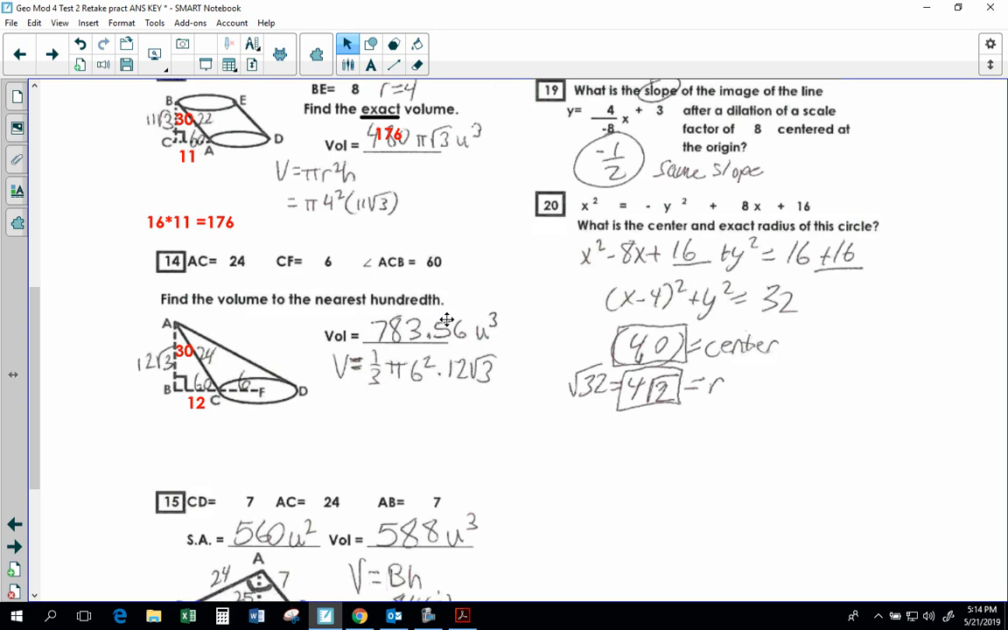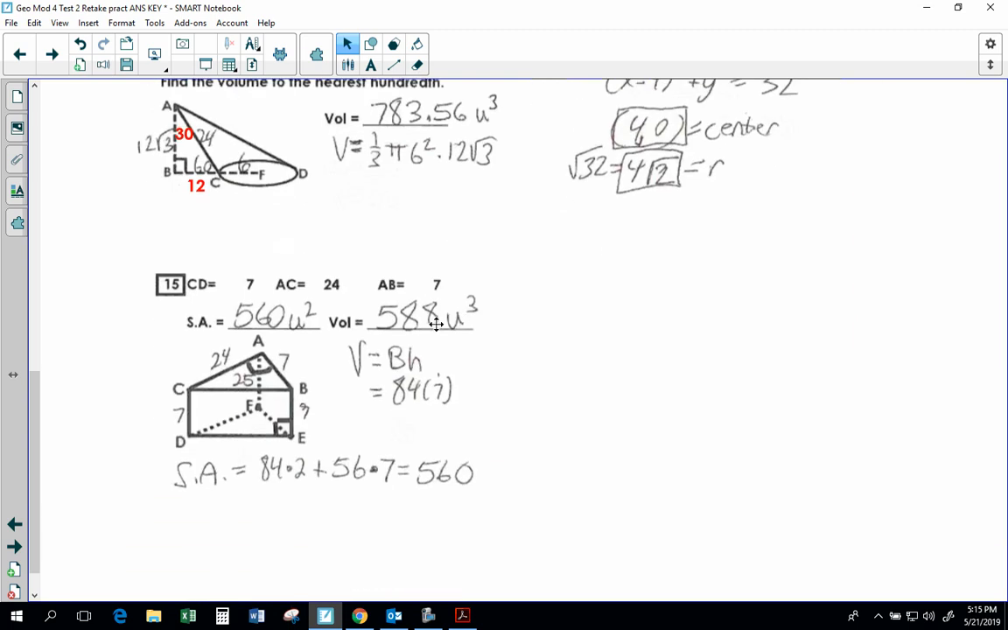So now this one says nearest hundredth. You plug all of this into your calculator, type all that in, and you should get that answer right there. And since this is volume, again, it's cubic units. All right, last one, 15.